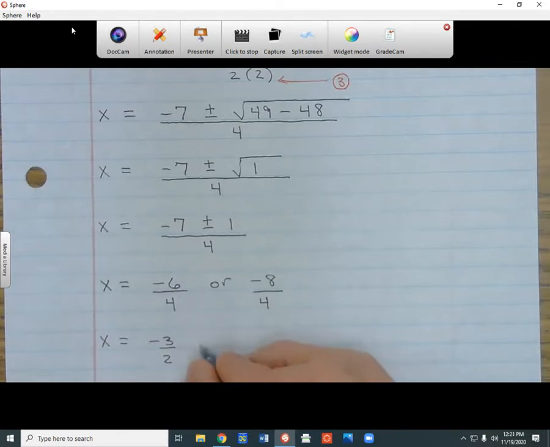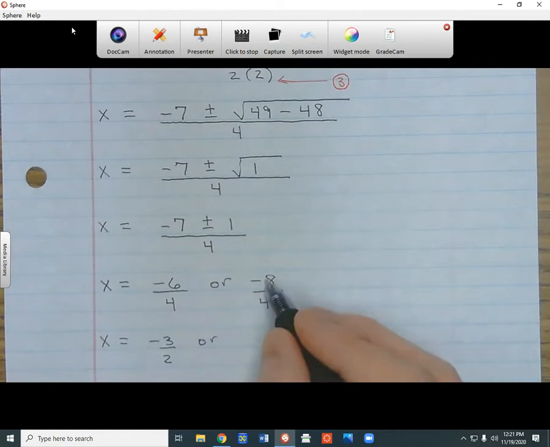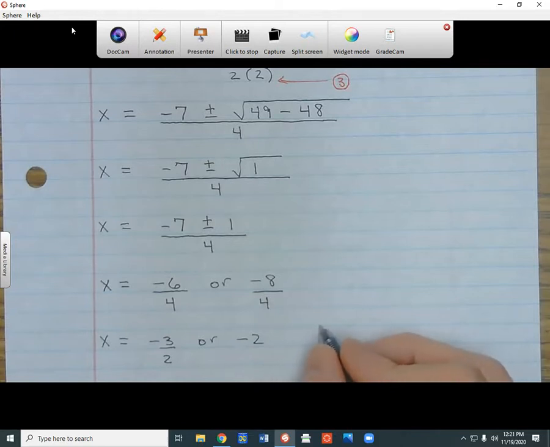So these are going to be my two answers. Inside my solution set, I'm going to have negative 3 halves and negative 2. Those are my two solutions. And that's how you use the quadratic formula. I hope that helps.